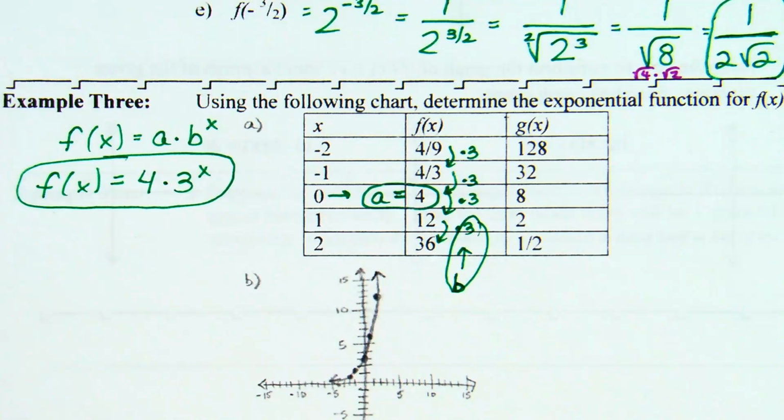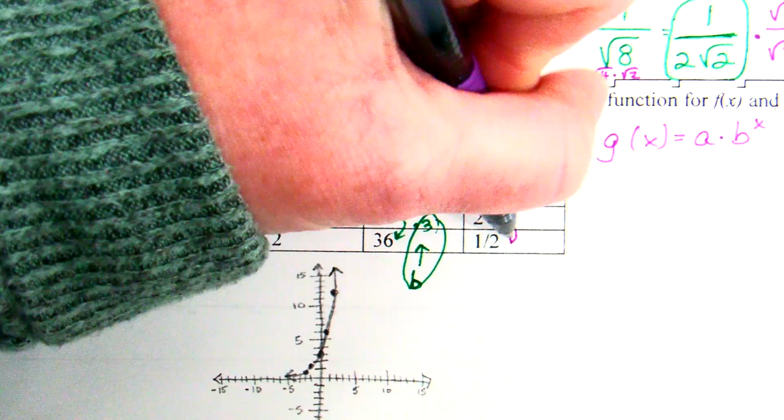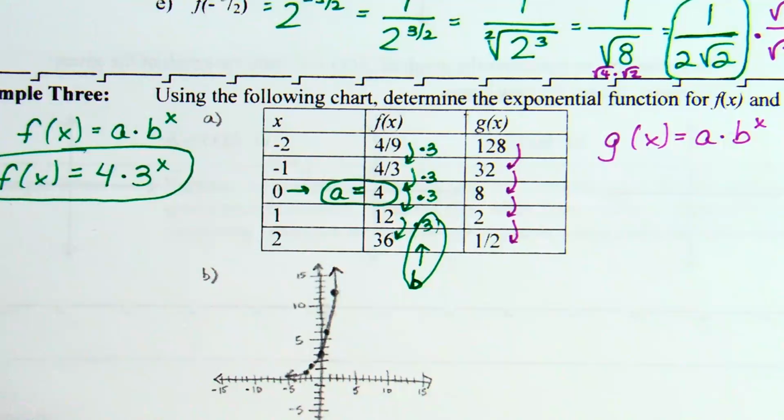Same x values, negative 2, negative 1, 0, 1, 2. G of x is this column over here. Realize you're trying to write a times b to the x. Any thoughts? How do you know it's times 1/4? Okay. My gut would probably say, okay, I'm dividing by 4, right? And dividing by 4 is multiplying by 1 over 4. You can't give me the dividing by number. You have to give me the multiplying number.